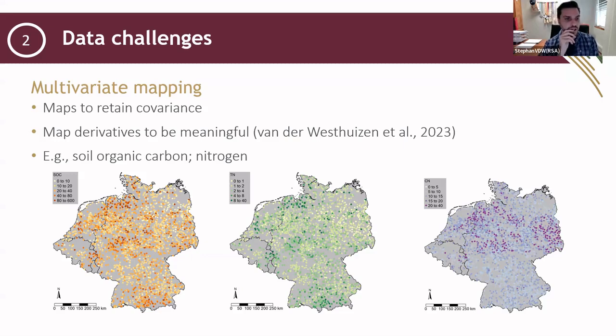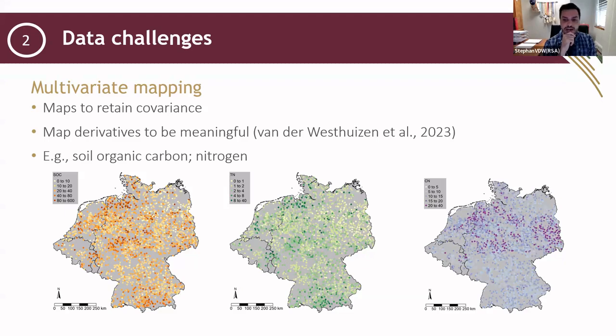And it worked quite well. I won't go into the details right now, but this is just an example of where we used multivariate machine learning to model and map carbon and nitrogen for Germany. So it's Germany, the Netherlands, Belgium, and then the little one there at the bottom left is Luxembourg. So they call that the Benelux.